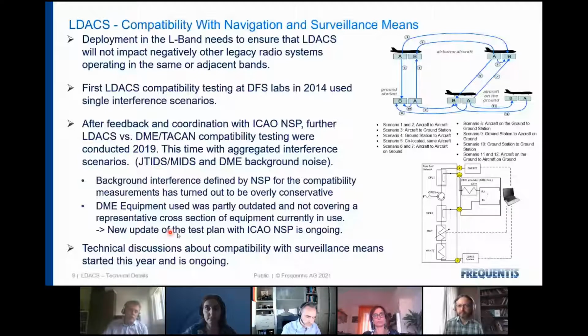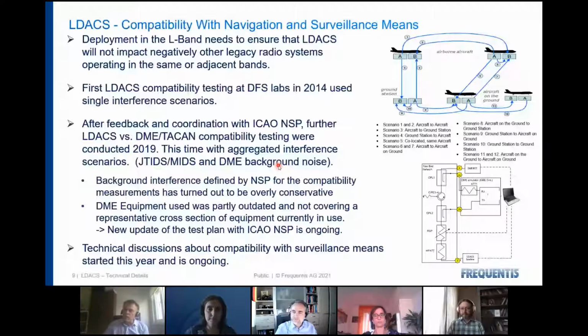In addition, the DME equipment that was used for this test campaign was partly outdated. We used the same equipment as 2014. We thought that's a good idea to compare the tests, but this is 5 years later, and some of them were already outdated in 2014, but in 2019, they're not representing the equipment that's currently in use. So therefore, a new update of the test plan is ongoing together with the ICAO navigation system panel.